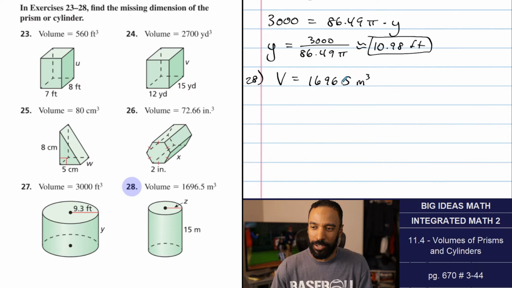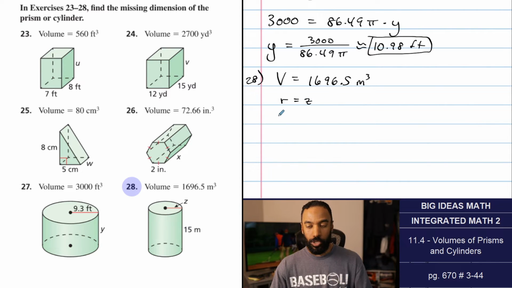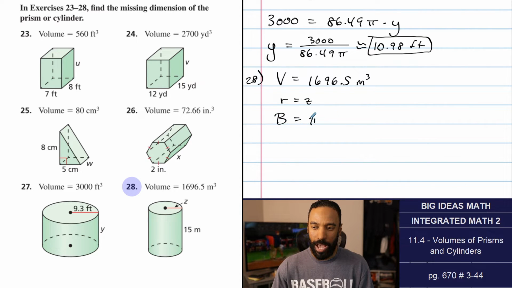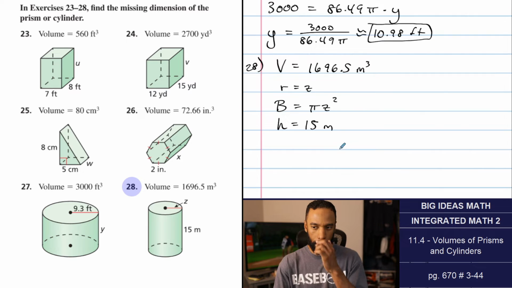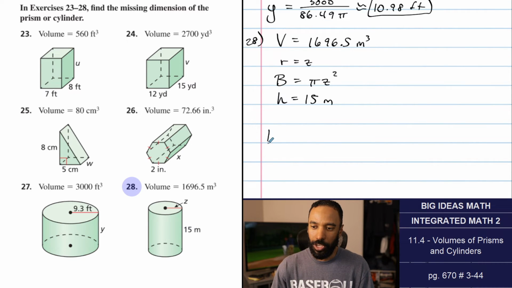Volume is 1696.5 cubic meters. The radius is the unknown this time. Radius is z, which is interesting because the area of the base is pi times r squared. So pi times z squared. This is the first time that height isn't the one that's not established. Height is established this time. It's 15 meters.